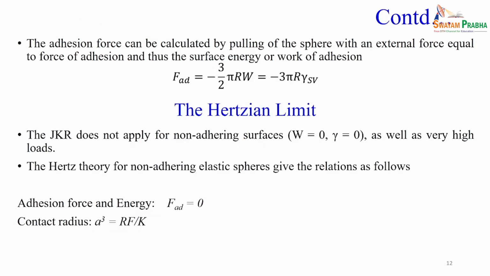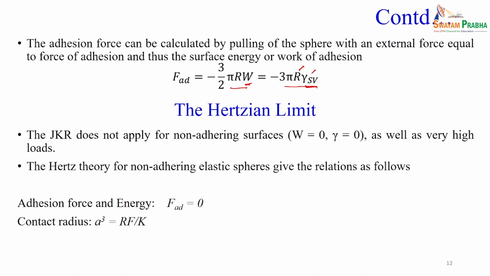So, adhesion force can be calculated by pulling the sphere with an external force that is equal to the force of adhesion. Thus, the force of adhesion is minus 3 by 2 pi R W, R being the radius between the two spheres. You can write W as twice gamma SB, so it will be 3 pi R gamma SB. In this way you should be able to calculate the adhesion force if R is known and the surface tension is known.